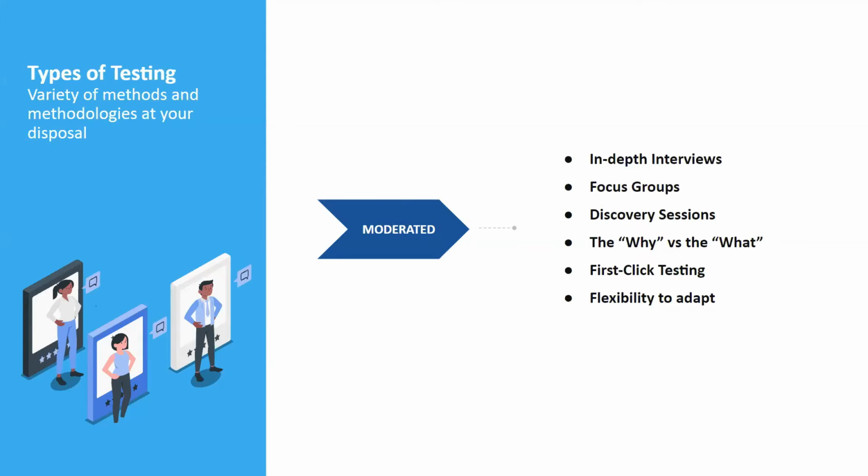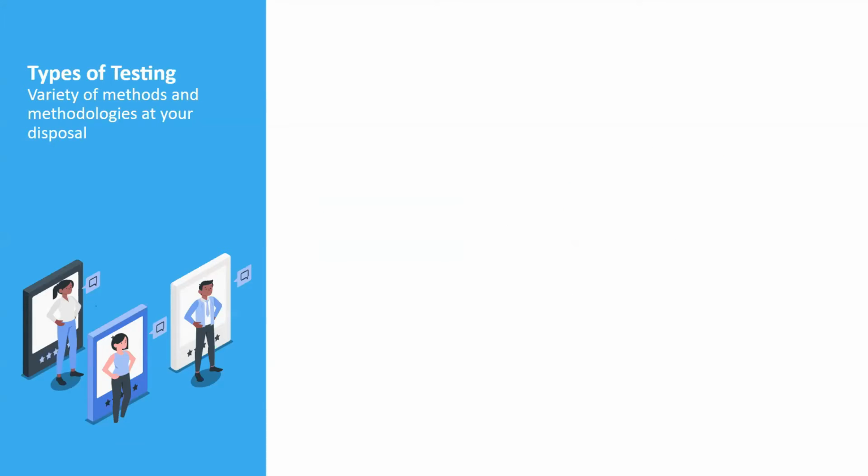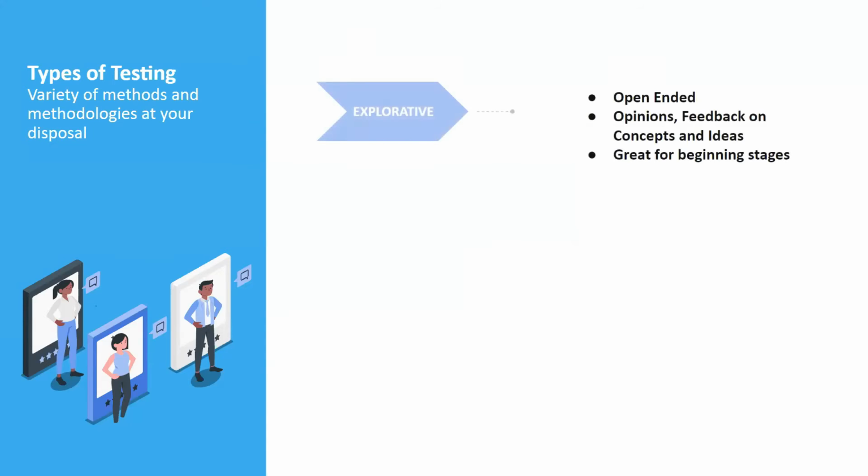This is great for first click testing, just seeing where people go first for something in your application. They can walk you through how they're using something, and you can see where they're going first. Are they going to navigation first? Are they going to search first? If they're completing a certain task, where is their first sort of instinct taking them? And then flexibility to adapt again, because you're doing moderated, because this is a live conversation with somebody. They have a lot of flexibility. You can change things up. You can start to investigate a particular area of concern for a person, or start to ask those questions as you move on.